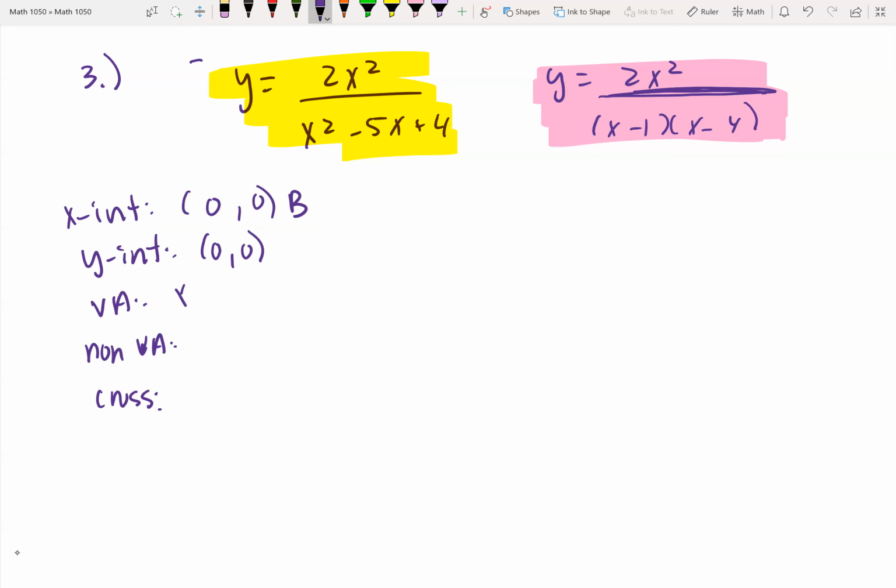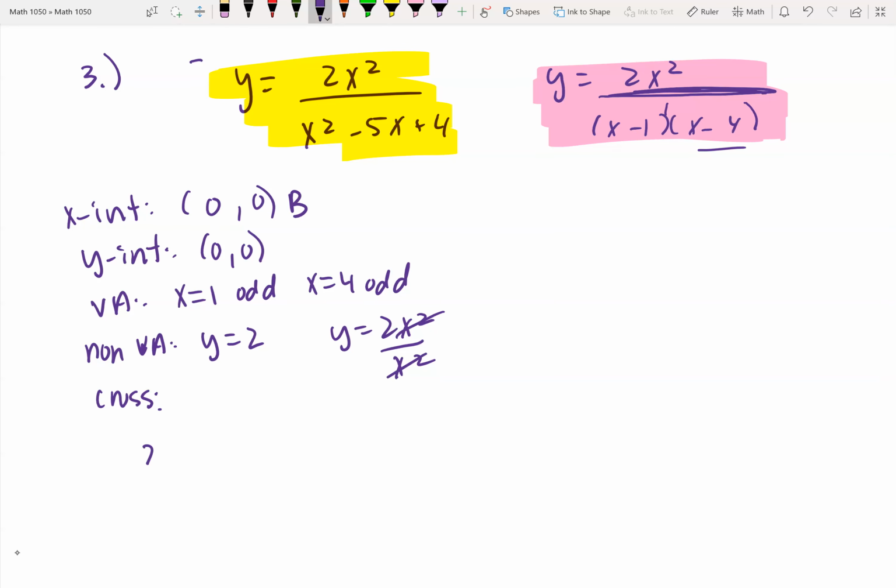Vertical asymptotes come from the bottom, so it's x equals 1. Looking at the pink, that exponent's 1, so it's odd. That one right there, x equals 4, and it's odd. Non-vertical asymptote is biggest over biggest. Look at the yellow, 2x squared over x squared. My students were saying that was like y equals 1 in the past. Those x squareds cancel, and it's actually y equals 2.